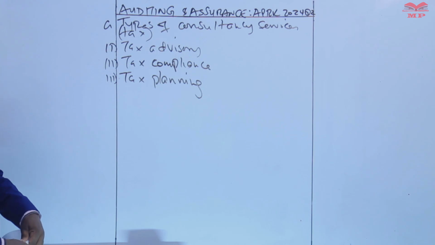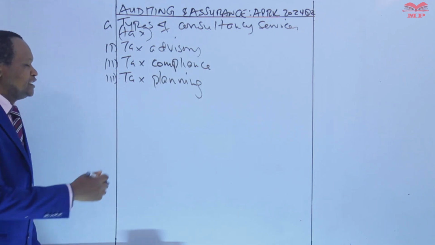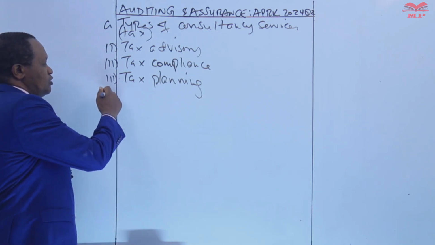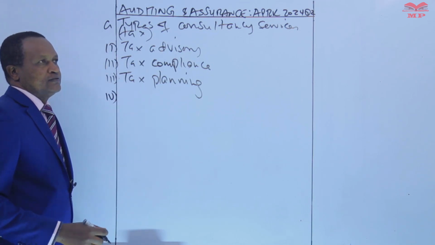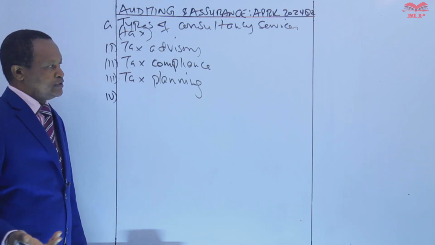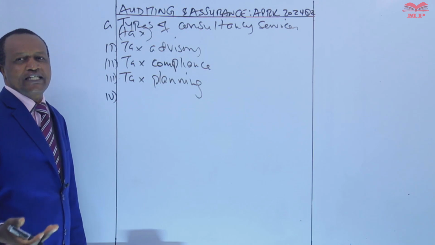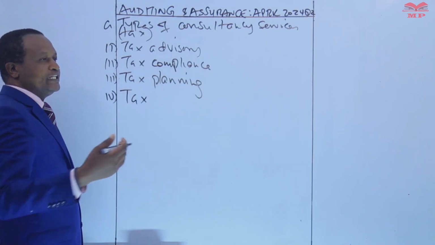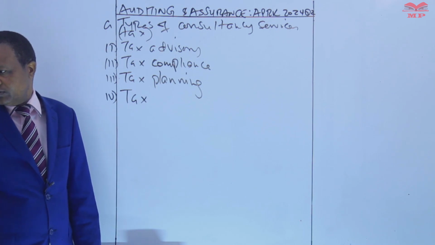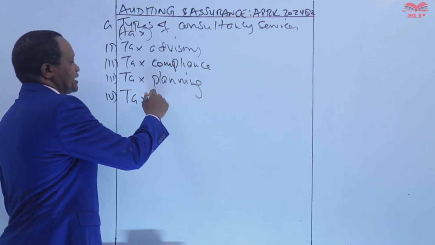Any other point? George says tax dispute resolutions. That is true. Resolutions is resolving disputes. The consultant can act as a representative, what we call tax representative in disputes. You understand, George? That can happen under tax representation.